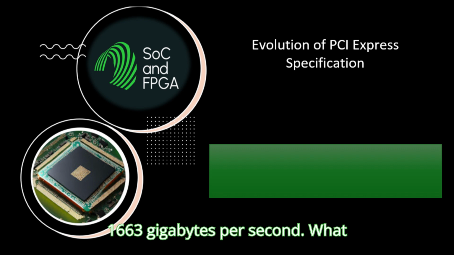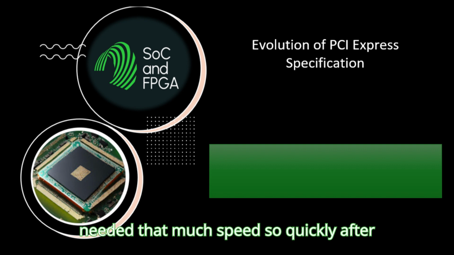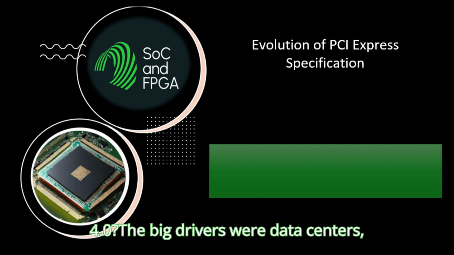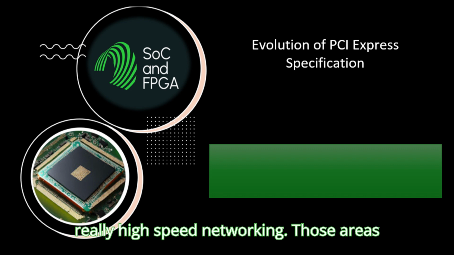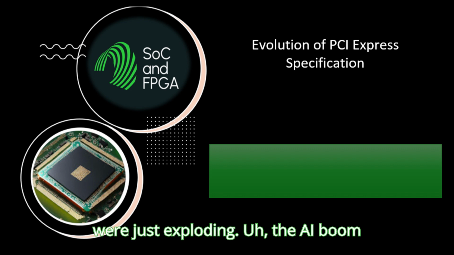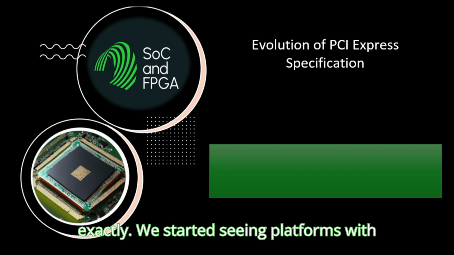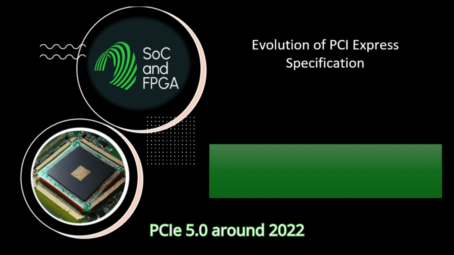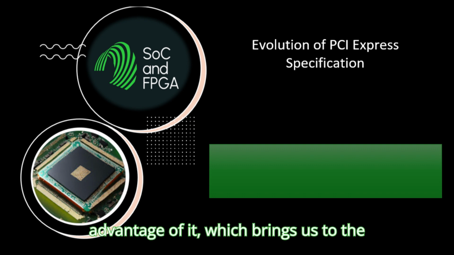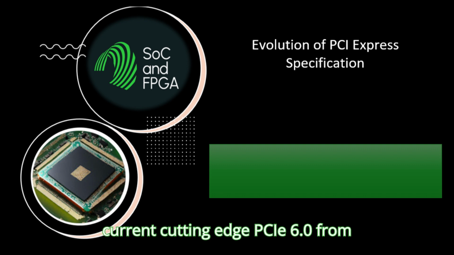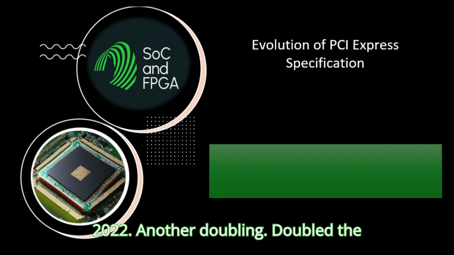63 gigabytes per second. What needed that much speed so quickly after 4.0? The big drivers were data centers, AI, and machine learning workloads, and really high-speed networking. Those areas were just exploding. Ah, the AI boom. Exactly. We started seeing platforms with PCIe 5.0 around 2022, and the latest NVMe SSDs started taking advantage of it. Which brings us to the current cutting edge, PCIe 6.0 from 2022.